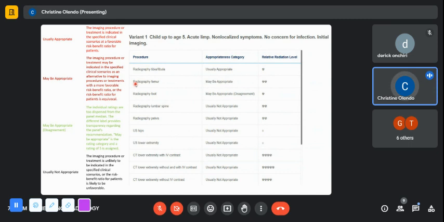as an alternative to imaging procedures or treatments with a more favorable risk-benefit ratio, or when it is equivocal. May be appropriate is when the ratings are too dispersed from the panel median. So the different label provides transparency regarding the panel's recommendation. So it may be appropriate, but they might disagree, and then you have usually not appropriate.